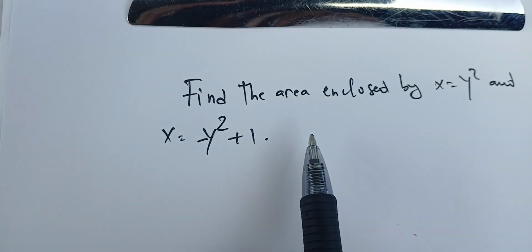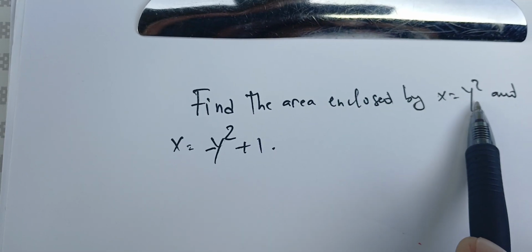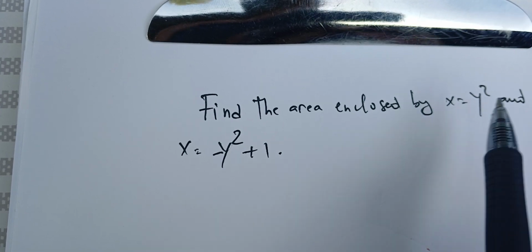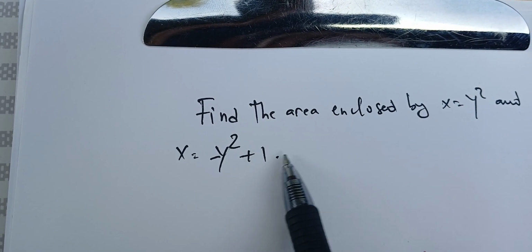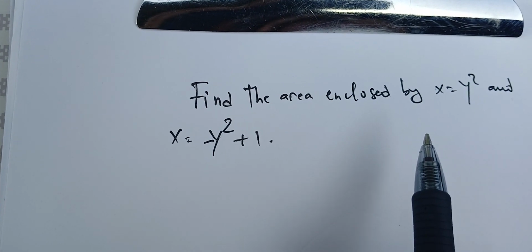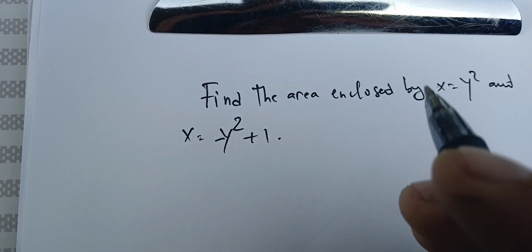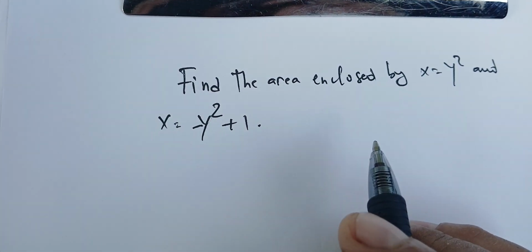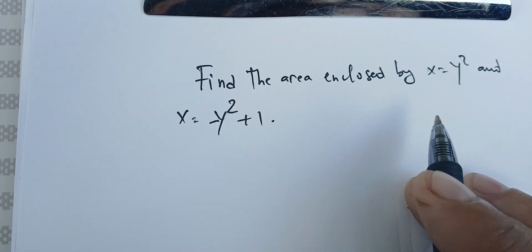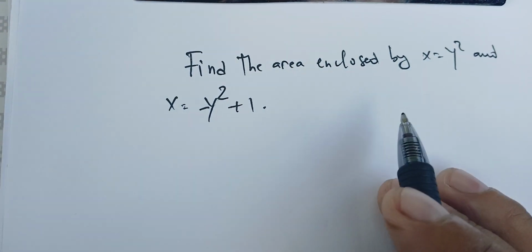Let's find the area enclosed by x equals y squared and x equals minus y squared plus 1. Okay, in this case, the easiest way to start solving this problem is to first draw these simple functions.